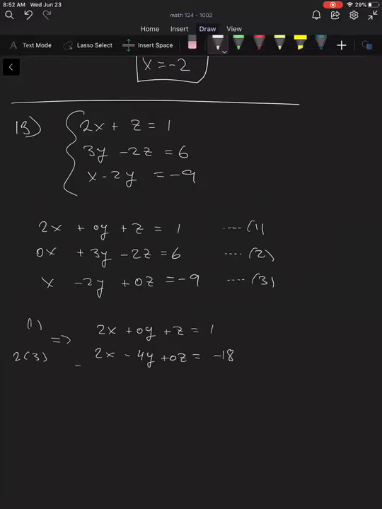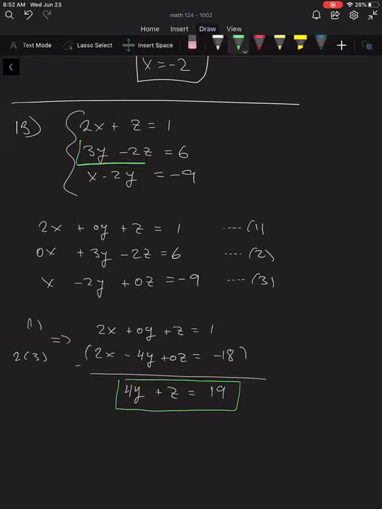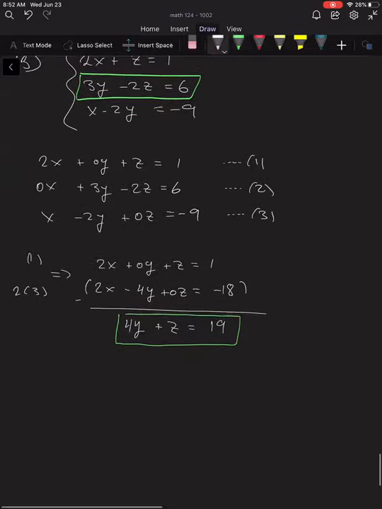So now what we can do is subtract these two equations. 2x minus 2x goes away. 0y minus a negative 4y, so it's positive 4y. z minus 0z, so it's plus z. And then 1 minus a negative 18, so 1 plus 18 is 19. So now we have an equation with just y and z in it. But notice that we have two of those. Here's an equation with just y and z in it, and here's another equation with just y and z in it. So let's take both of those equations and solve for y and z.